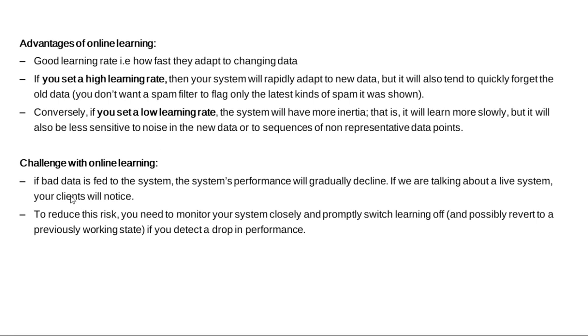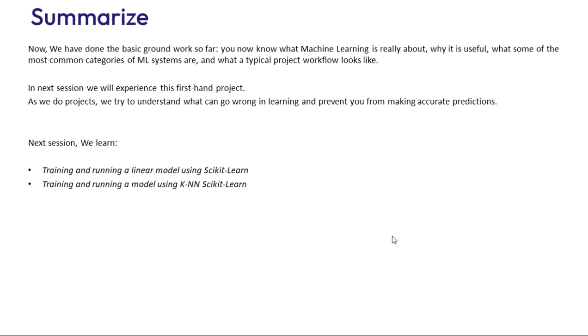But the challenge with online learning is, if there is bad data in the system, then the system performance will gradually decline. The first time I give a small chunk of data, and probably there's bad data in it, the performance will go down. And if you are talking about a live system, the clients will notice this. So that can be a problem. In order to reduce that risk of underperformance, you need to monitor your system closely. And suppose you feel that performance went down, then you have to switch off the learning system and check what the problem with the data set was. These are some of the things that you will learn while you're doing your project.